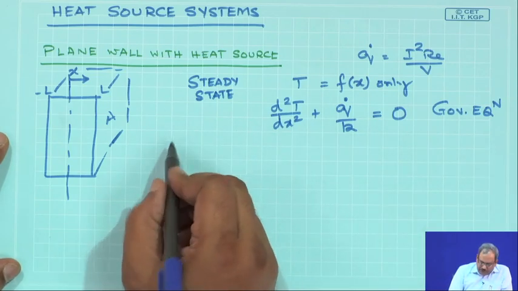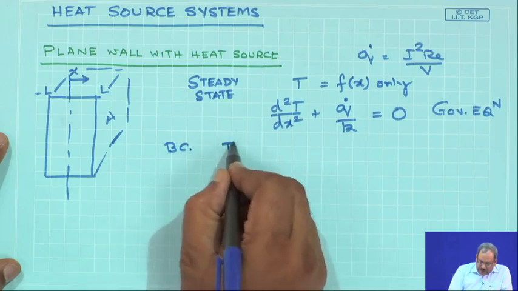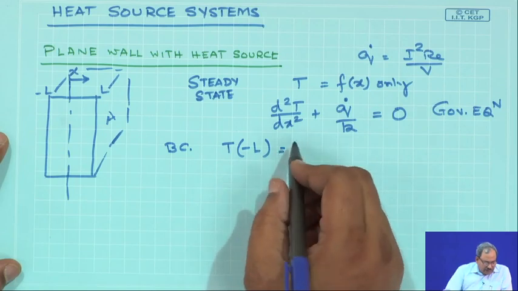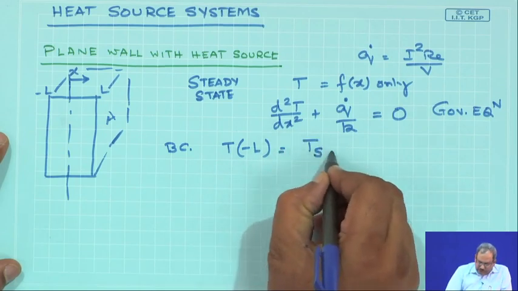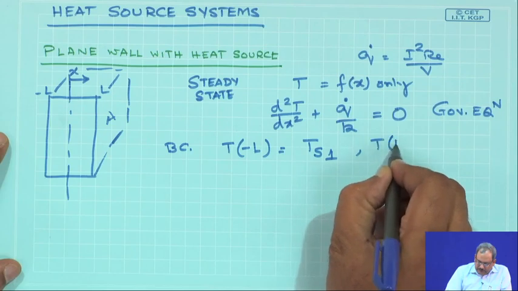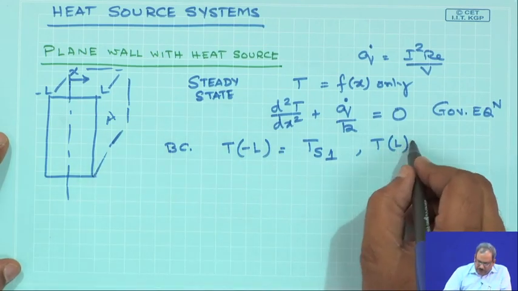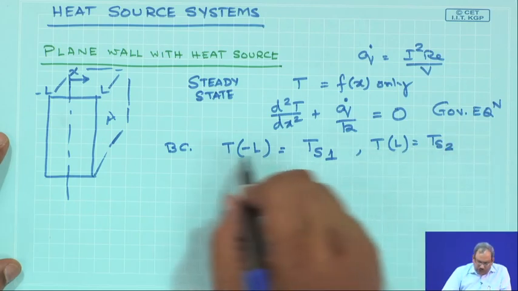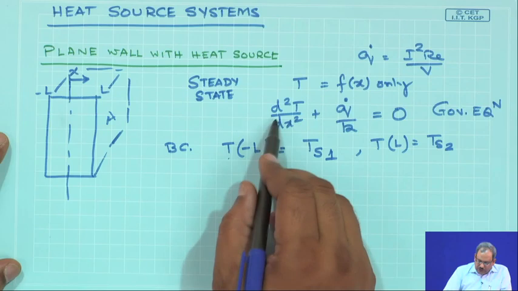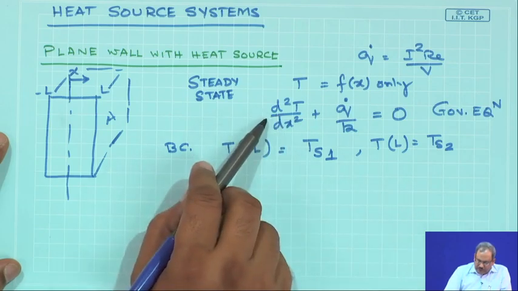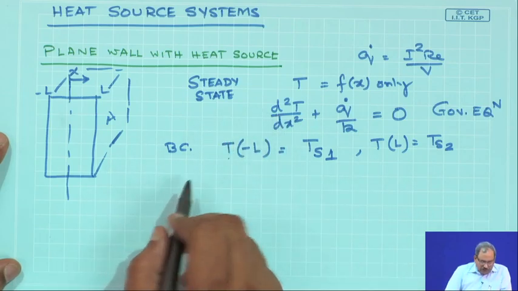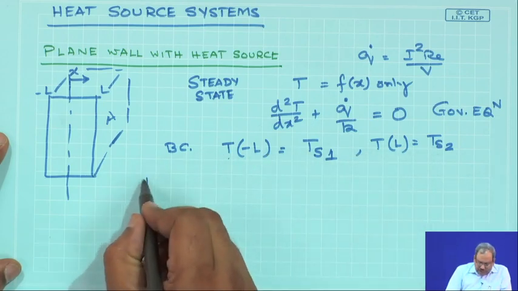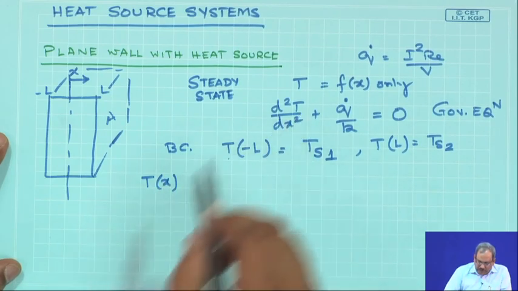So, let us say the boundary conditions are such that T at minus L, that is at this plane, is equal to T surface 1, and T at plus L, which is at this plane, would be equal to T S 2. So, these are the two boundary conditions. So, you can integrate this equation. It is a simple equation to integrate, and you would be able to obtain, using these boundary conditions, the final form of the heat diffusion equation.